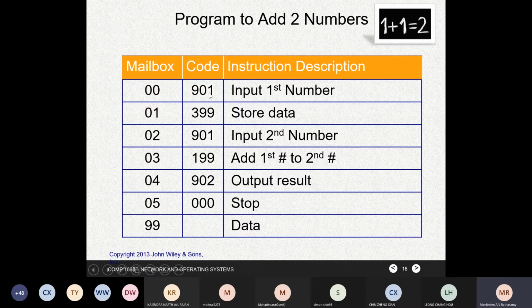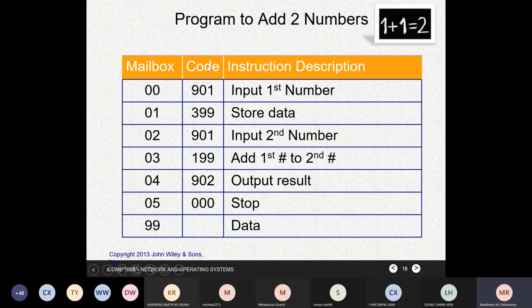901 means input one number. 399 means store the data. 901 means accept another number. 199 adds the two numbers. 902 outputs the result, and then stop. So the computer will only understand this, the operation code and instruction. So this is what we call assembly language.